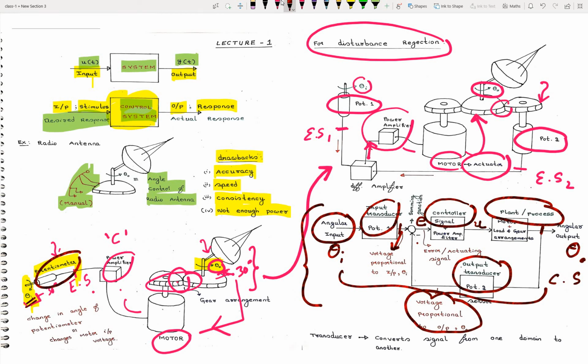So I highlighted here the definition of a transducer. A transducer is something that converts a signal from one domain to another. So here the transducer is a potentiometer, which converts angle into an electrical signal. Now we go to the next slide.